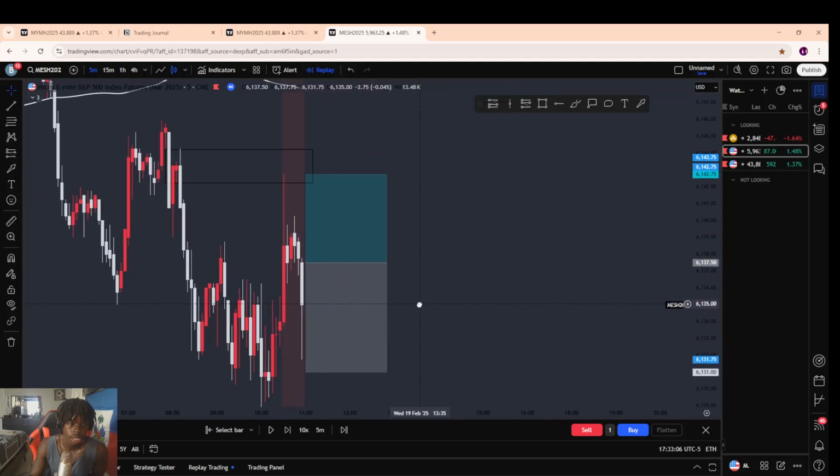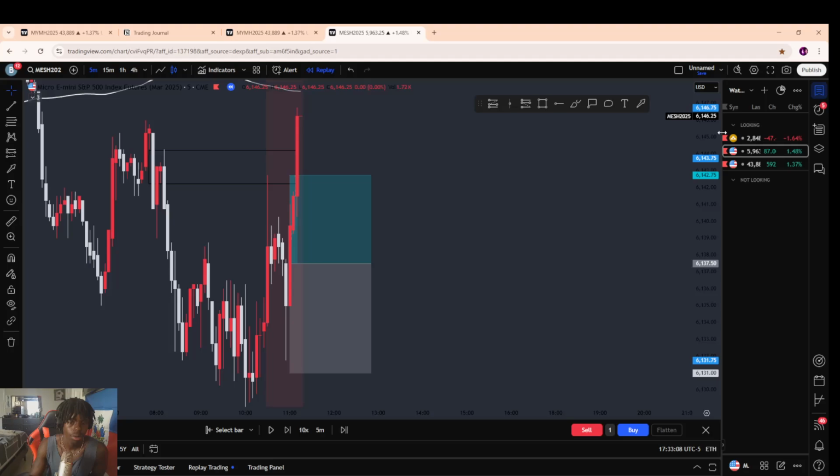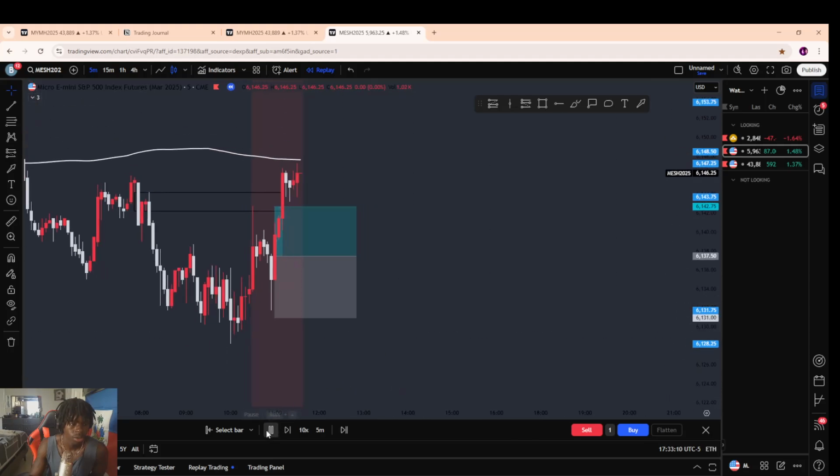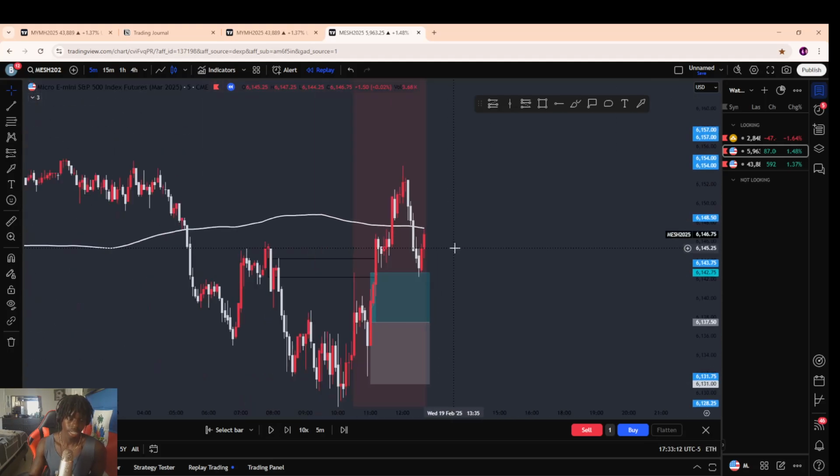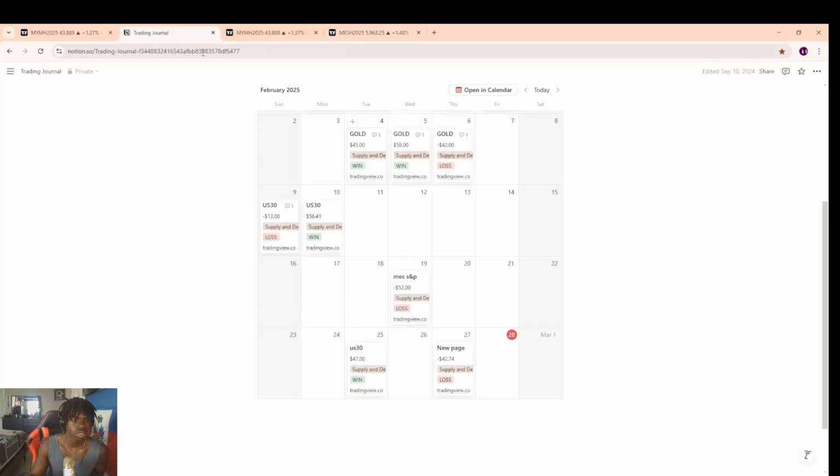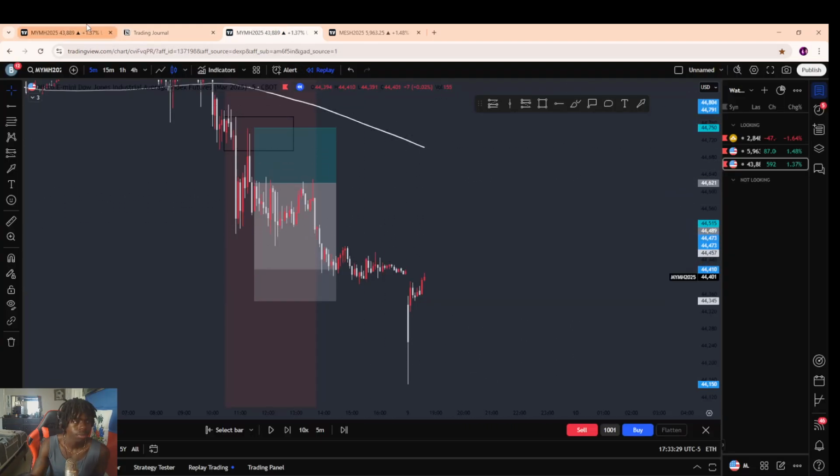I was close to hitting TP, but then it reversed on me and just shot up, I believe, the whole rest of the day. See, like I said, I feel like I lost the trade because of the 1 hour, but hey, it didn't have a breaker structure to me, so I wasn't really too pressed about it. So let's go on the 25th of February.